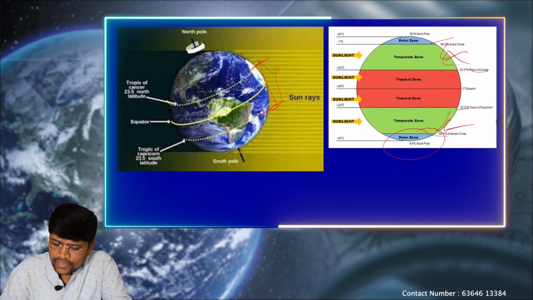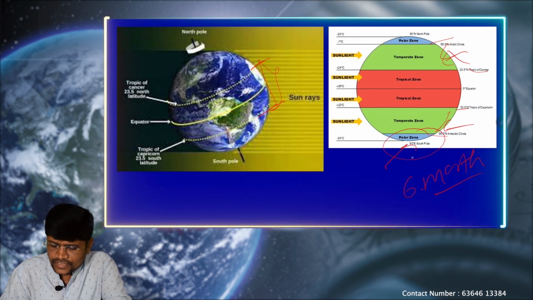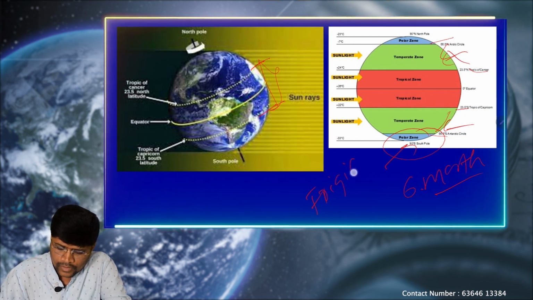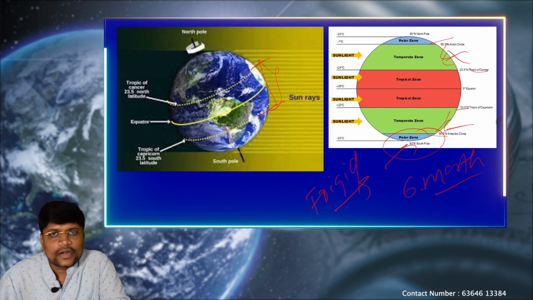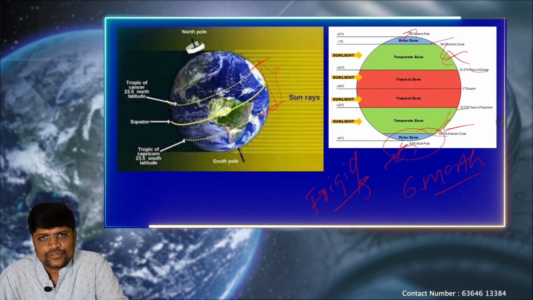Beyond this, we will be experiencing the 6 months day and night condition. That's why this is the frigid zone. That means a completely ice covered zone, Antarctica and the Arctic Ocean. So these are called the polar areas or the frigid zones.